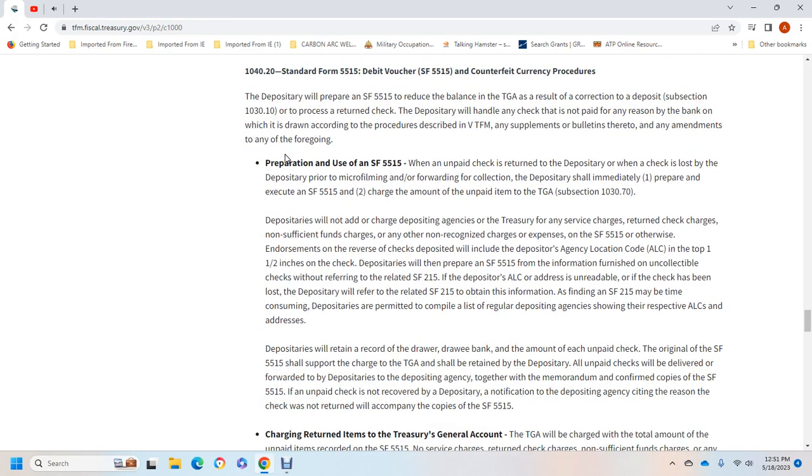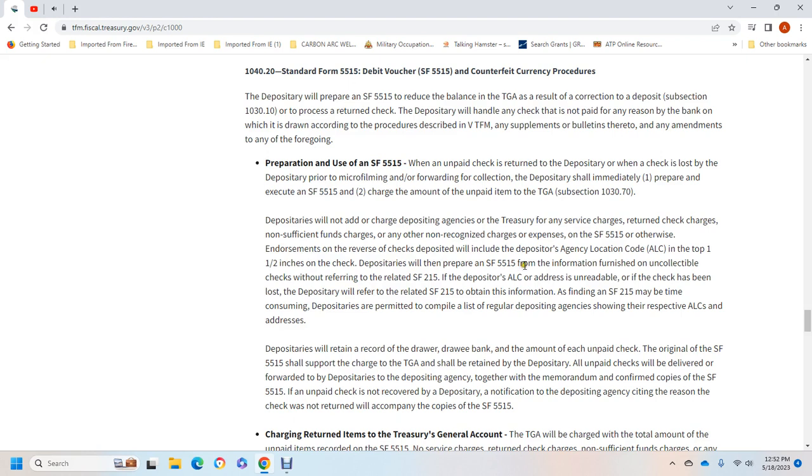Preparation of Standard Form 5515 when paid with the return of the depository, or one of the checks lost prior to the microfilming of the forward. The collecting depository shall immediately prepare an executed Standard Form 5515 to charge the amount of the unpaid check to the Treasury General Account, subsection 1030-70. The depository will not add or charge the depositing agency with the Treasury any service charges, return check charges, non-sufficient fund charges, or any other non-recognized charges combined with the Standard 5515, otherwise endorsed on the reverse of the check, but the deposit includes the depositing agency location on the top 1.5 inches of the check.